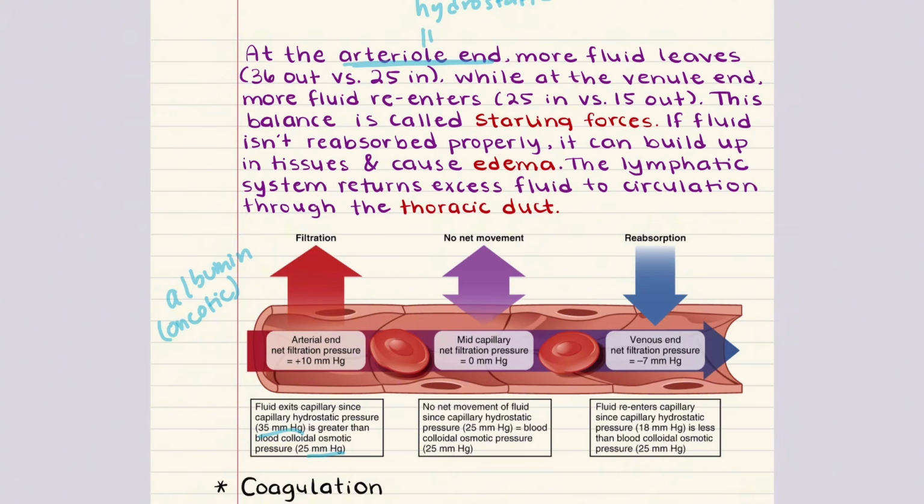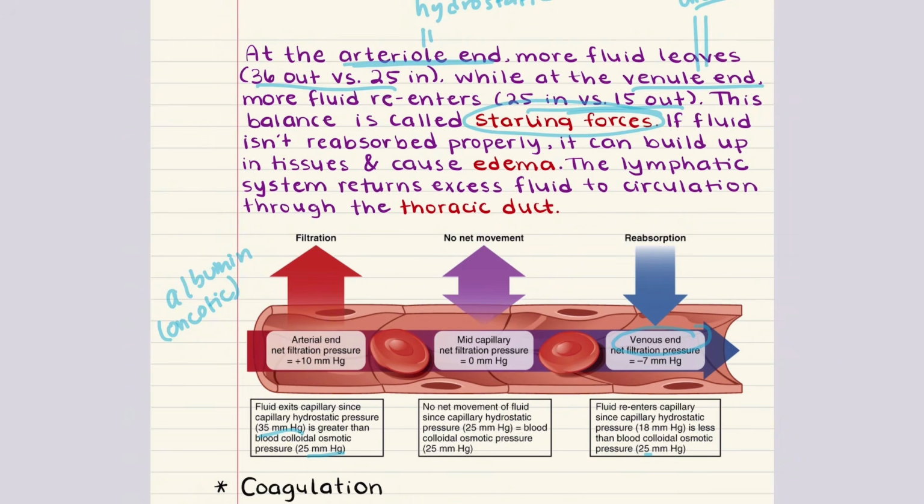But by the time blood reaches the venular end, hydrostatic pressure has dropped while oncotic pressure stays roughly the same. Now oncotic pressure wins, so fluid is pulled back into the capillary. So you might see something like 25 millimeters of mercury pulling in versus only 15 millimeters of mercury pushing out. And this balance of pushing and pulling is called Starling forces. It helps regulate how much fluid leaves the bloodstream and how much returns.